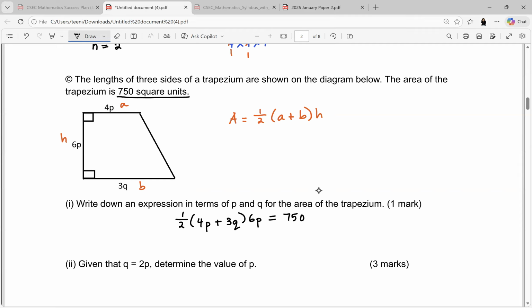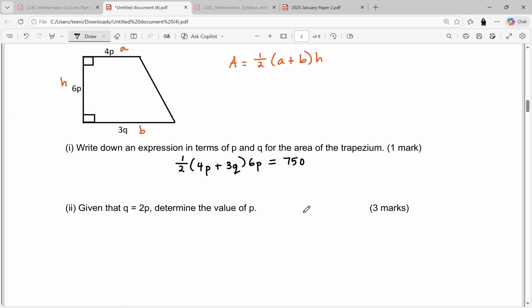That's your answer, right? And you could simplify it if you want, or you could leave it just like that. I think because it's 1 mark, this should be acceptable. If you had to simplify it though, you could do 6p times 3q and then 6p times 4p, and then all of that times a half, right? But this should be fine.